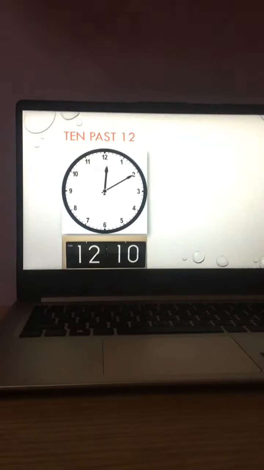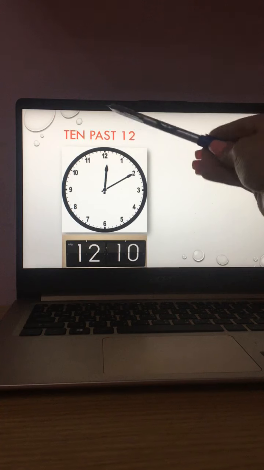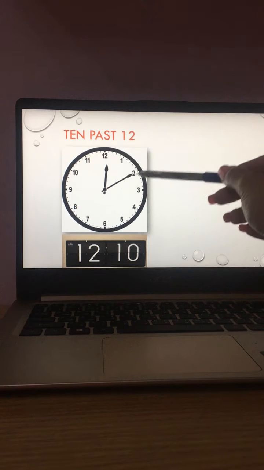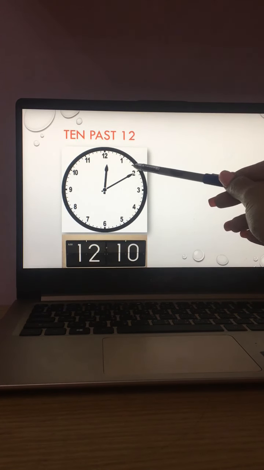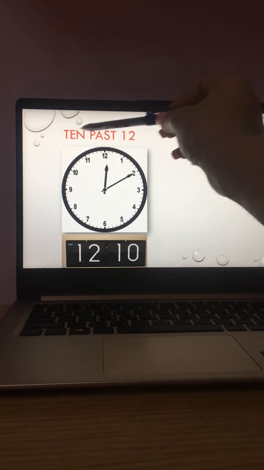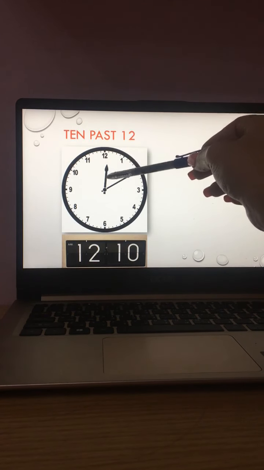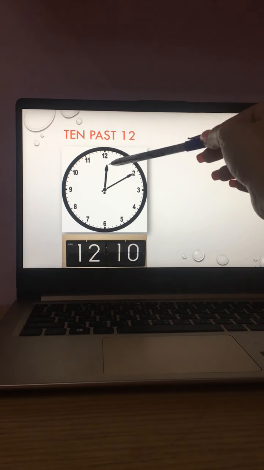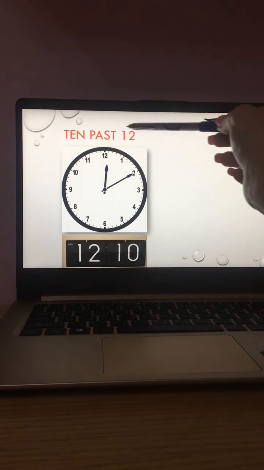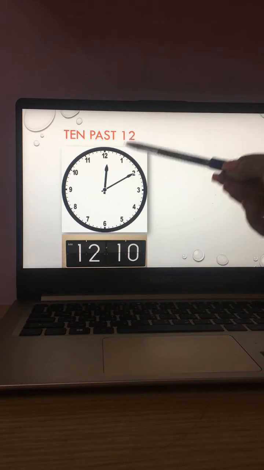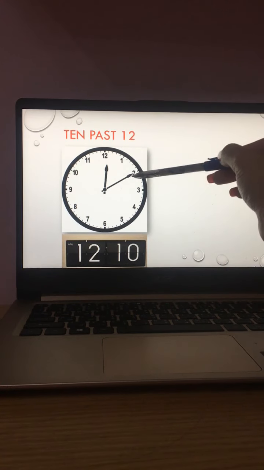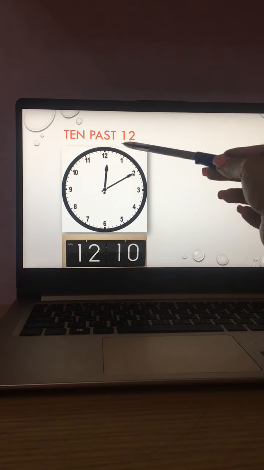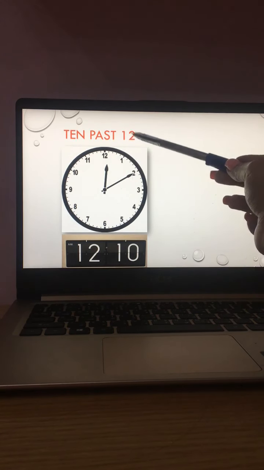Here the minute hand is pointing to the number 2. So that means that 10 minutes have passed. Okay, so we say 10 past 12. The hour hand is pointing to 12 and the minute hand is pointing to 2. So that means that it is 10 past 12. Okay, if we are counting by fives, it's 5, 10, 15, 20, 25, 30, and so on. So we say it's 10 past the hour hand, it points to 12, so 10 past 12.